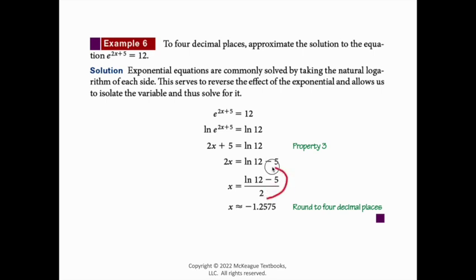And then to finish solving for x, we divide both sides by 2. If you want to keep the exact value, you leave it like that. If you need to round to a certain number of decimal places, you would put that in your calculator and find the approximated value. Just remember, if you have a numerator that has multiple terms in it, you want to put parentheses around it to make sure that your calculator maintains the order of operations.